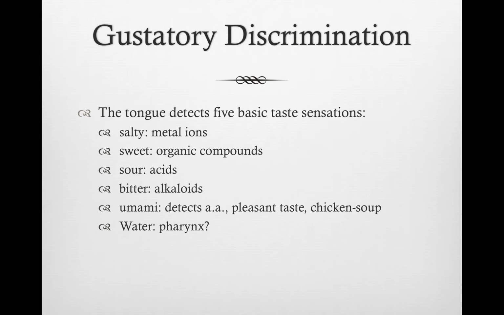Now, there are 5 basic taste sensations, arguably the potential for 6, but we're going to cover the 5 today. So there's salty, the taste that we associate with metal ions. There is sweet taste, and this is often the taste that we associate with organic compounds like sugars, like glucose. There is the sour taste that we associate with acids, so this being something of a low pH, something less than 7.